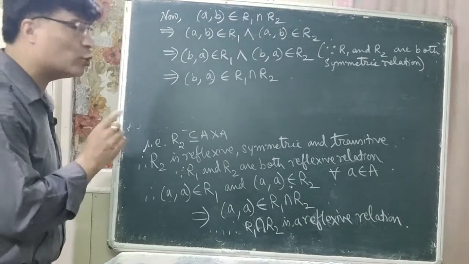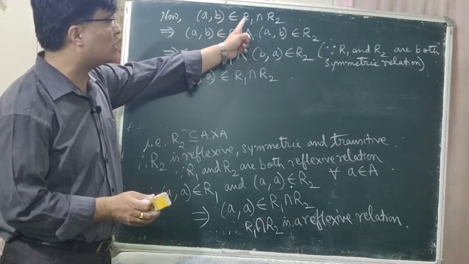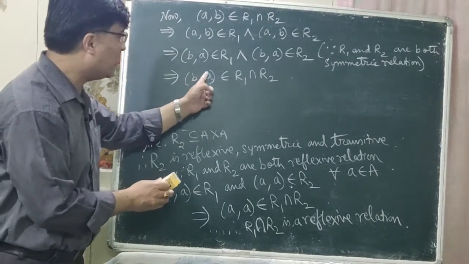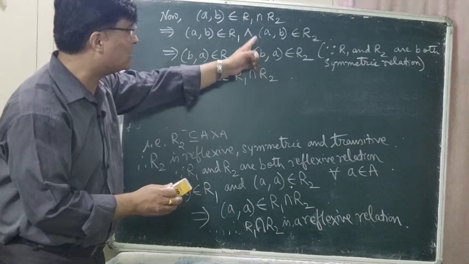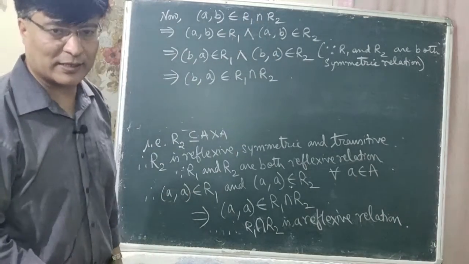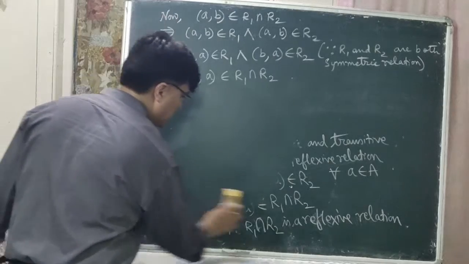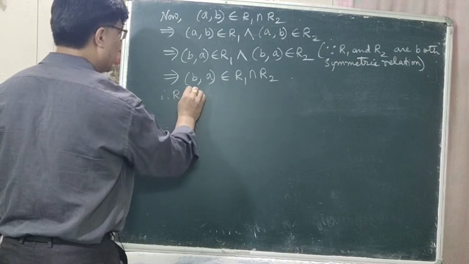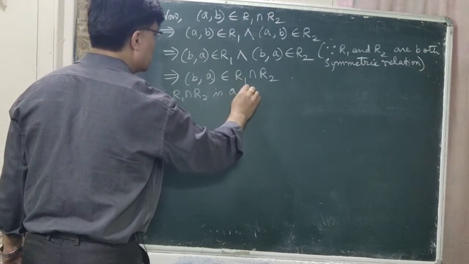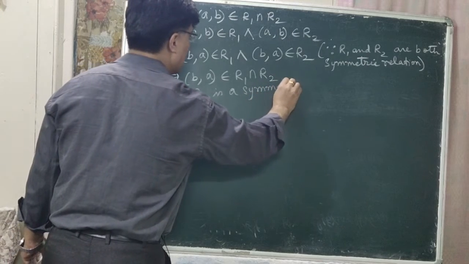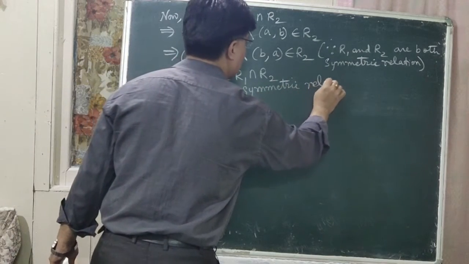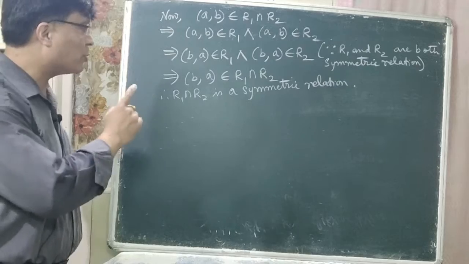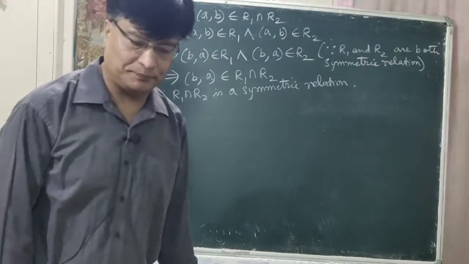So here what did we prove here? If A comma B belongs to the relation R1 intersection R2, it implies that B comma A, the reverse, belongs to the relation R1 intersection R2. That means R1 intersection R2 is symmetric. Is that clear? So you can write here, therefore, R1 intersection R2 is a symmetric relation. So I think you have understood it. Okay, so we have proved that R1 intersection R2 is a symmetric relation.